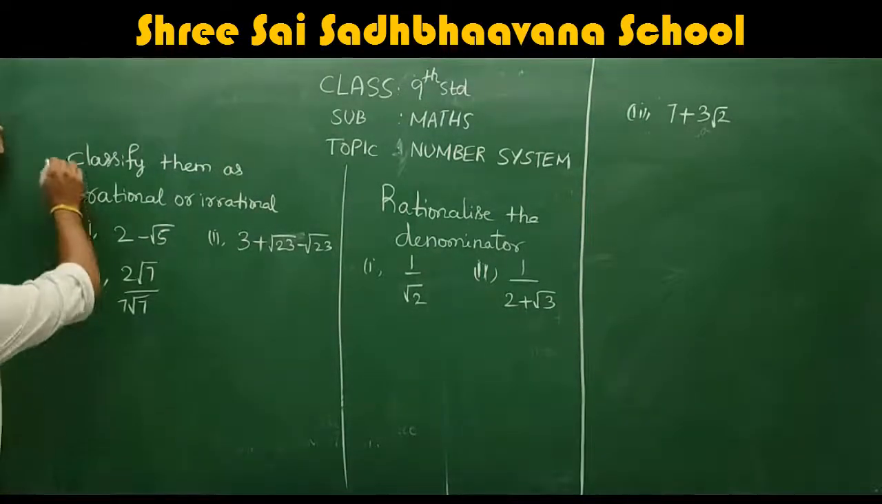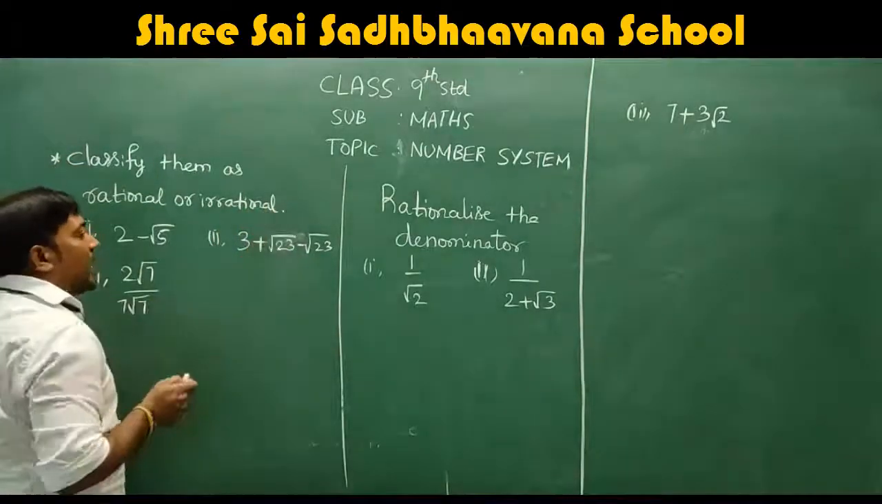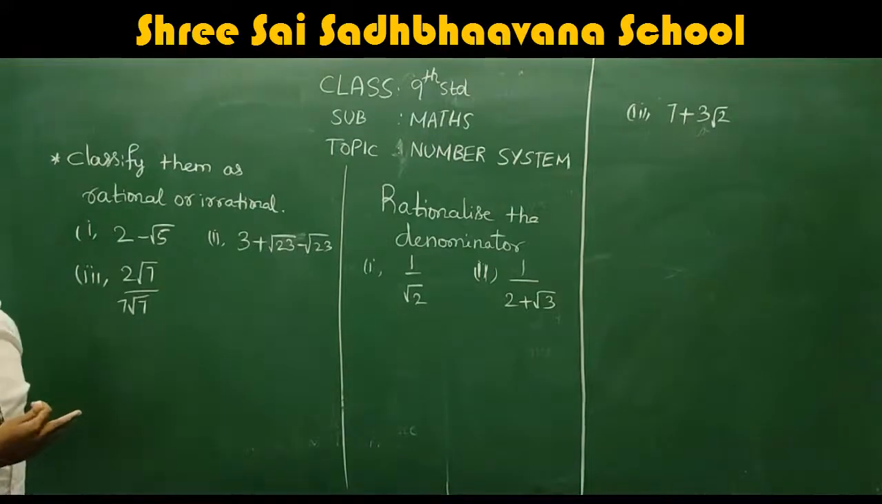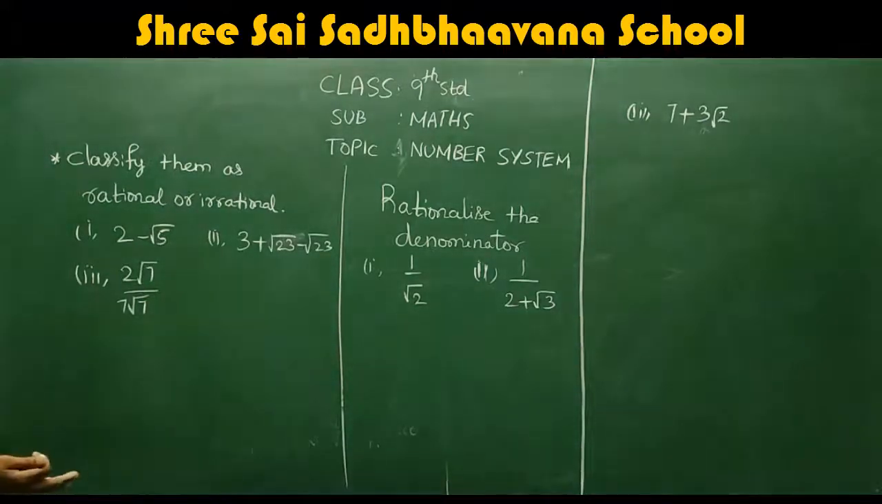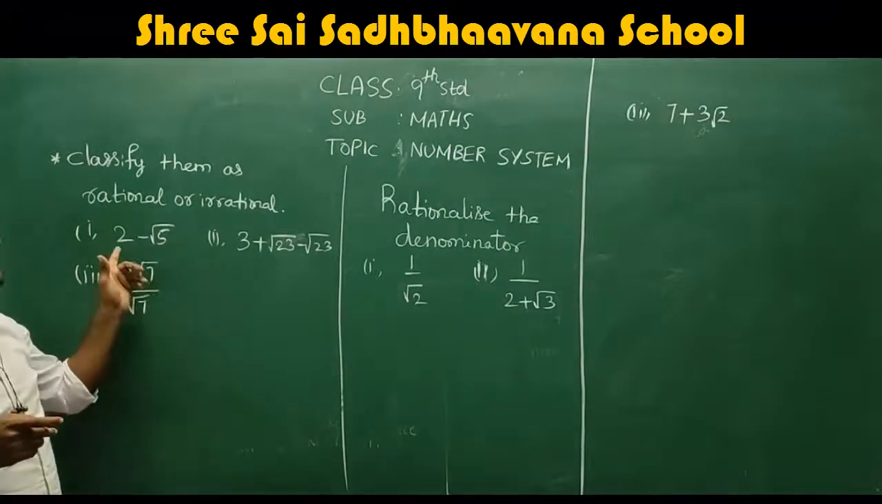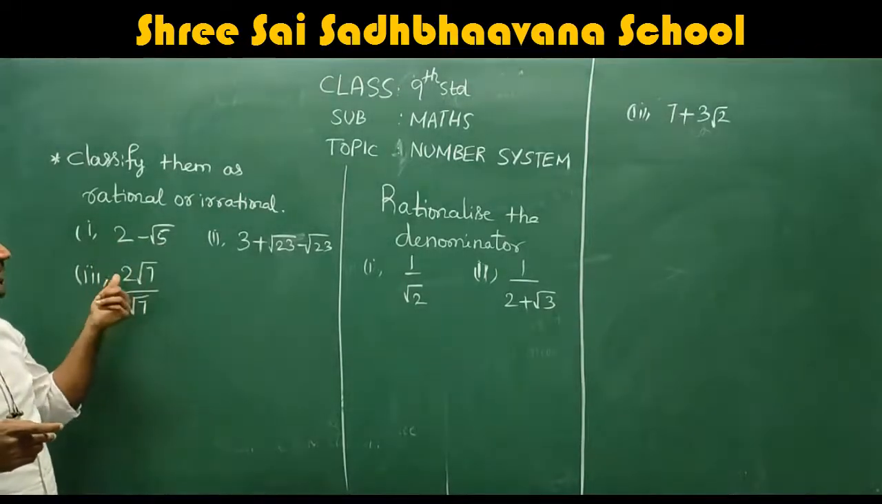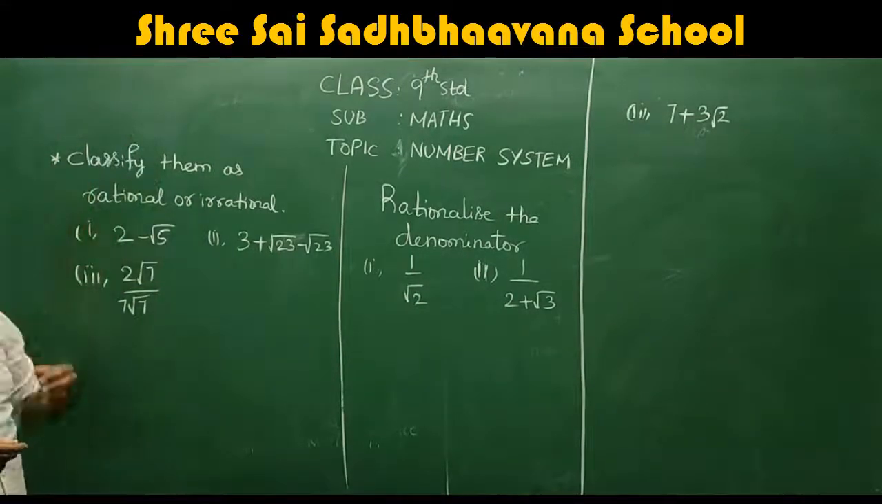Okay, the first sum. The question is: classify them as rational or irrational. It means we have to check whether this number is a rational number or an irrational number. One basic thing you have to understand, and it is repeating because it is very important: when a rational number is added to, subtracted from, divided by, or multiplied with an irrational number, most of the time you will get an irrational number. You remember that. Some cases you will get a rational number, which we will discuss in this.